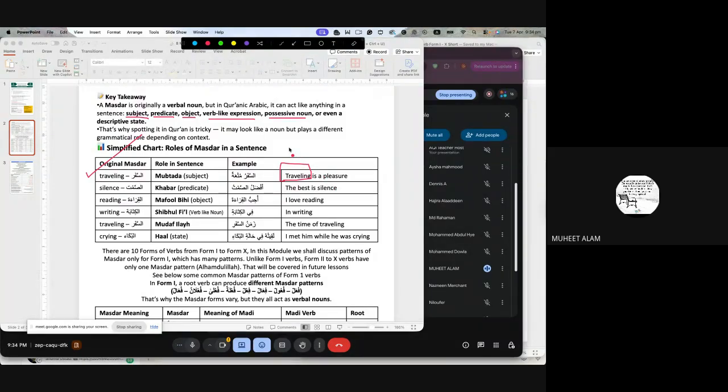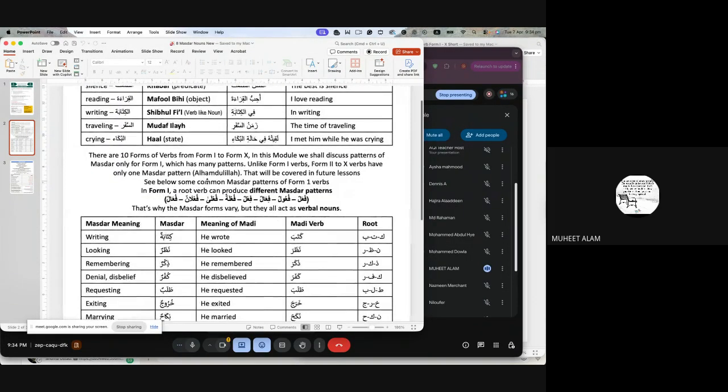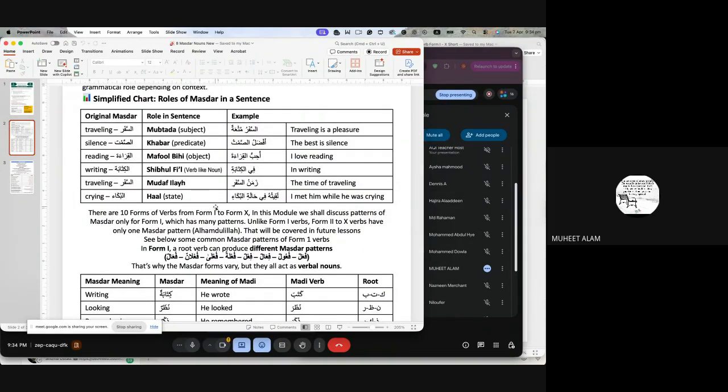The second is afzalu sumtu. The best is silence. Here, as-sumtu, silence, is the masdar, and here the masdar is working as a khabar or predicate. Now the third example, uhibbul qira'ata. I love reading. Here reading, qira'ata, is masdar, and as we can see, this is working as maf'ul bihi in this sentence.